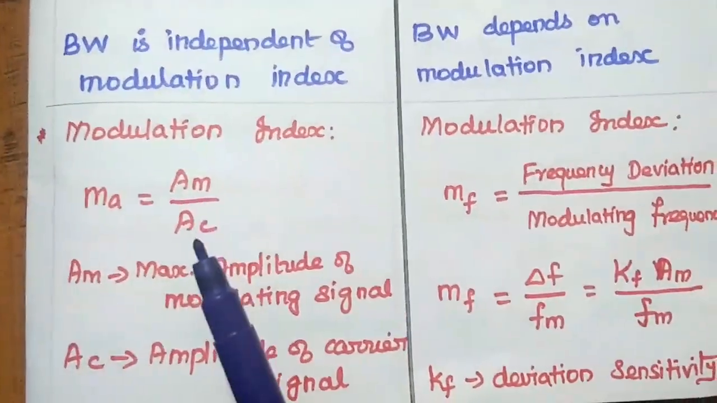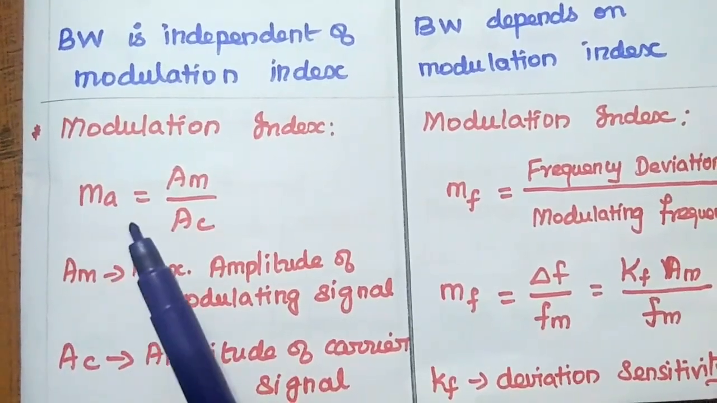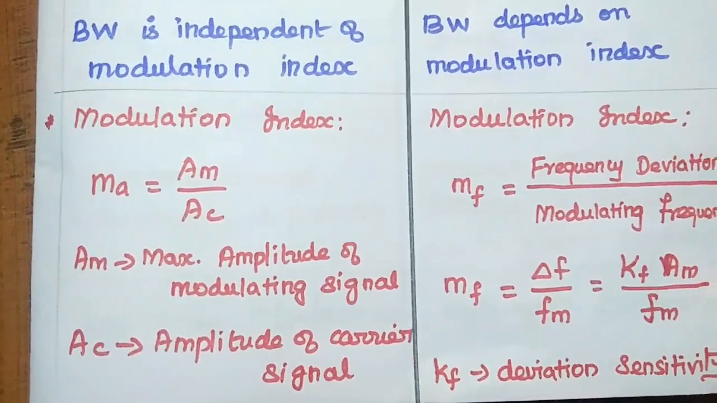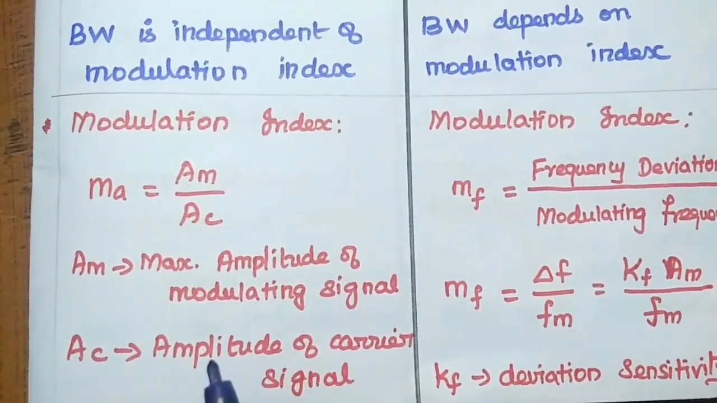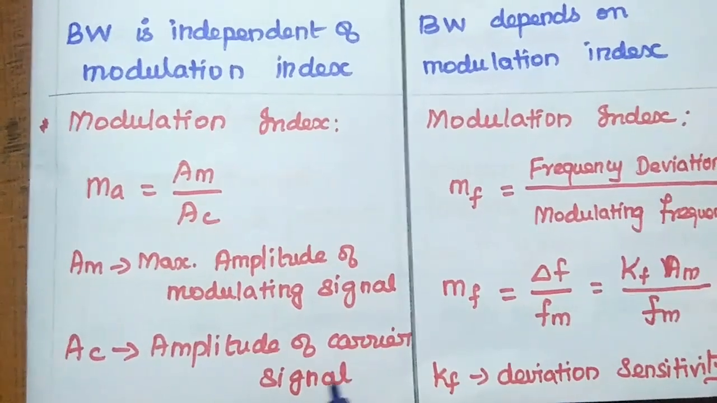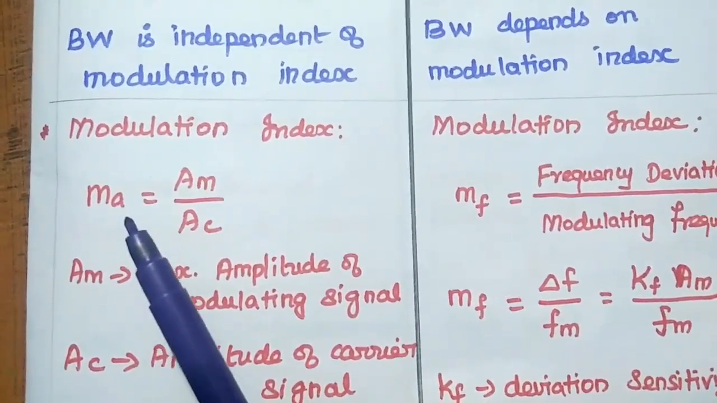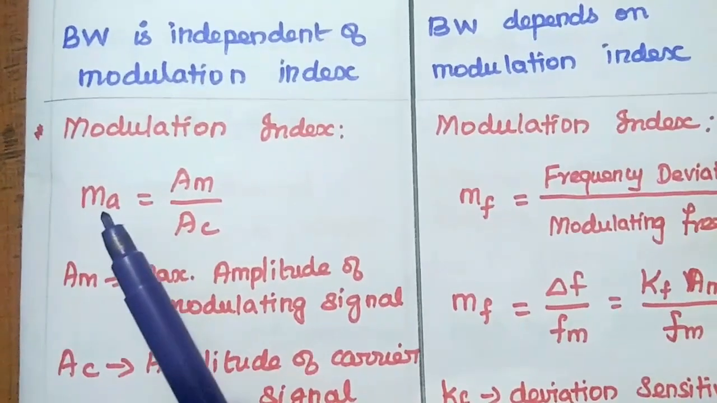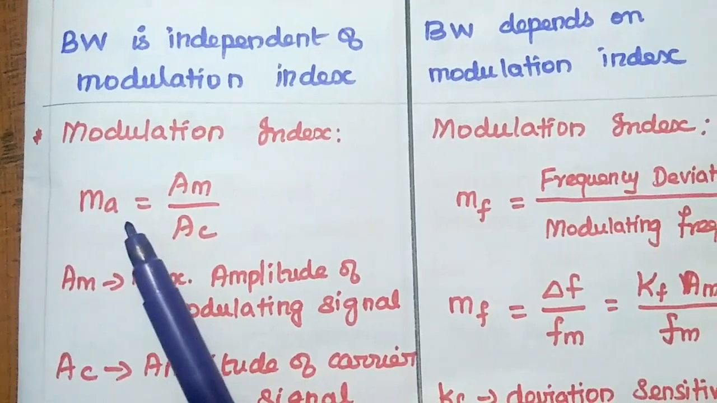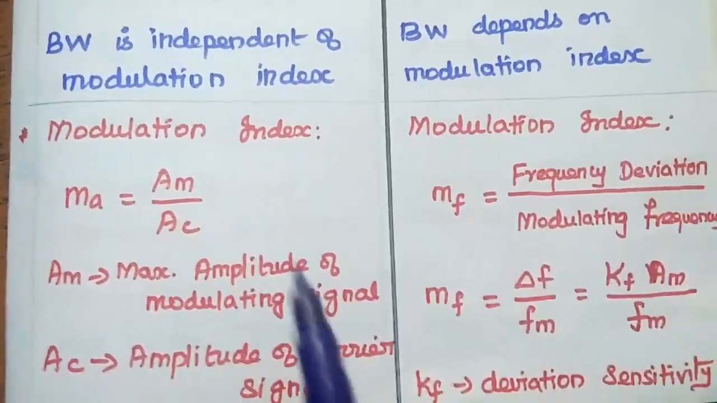For amplitude modulation, the modulation index is defined as the ratio of maximum amplitude of the modulating signal to the maximum amplitude of the carrier signal. Simply we denote it as m suffix a, that is the modulation index for amplitude modulation, which is equal to the ratio of Am to Ac.